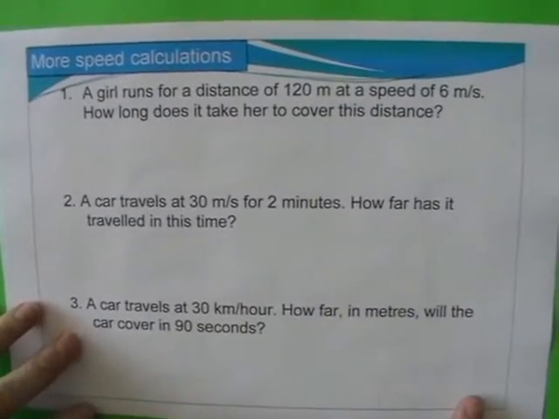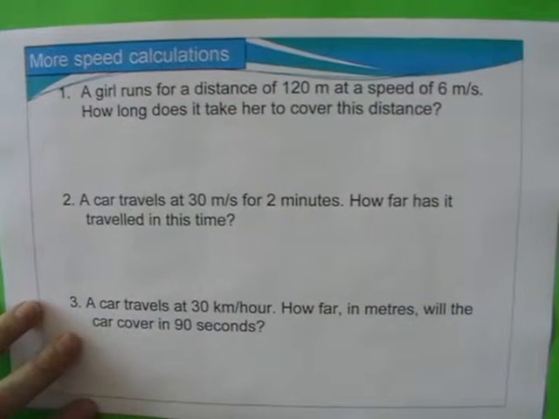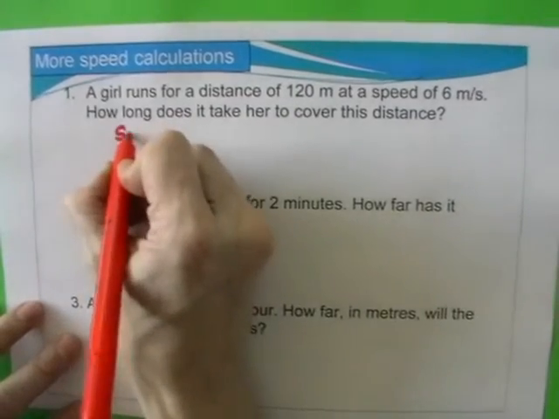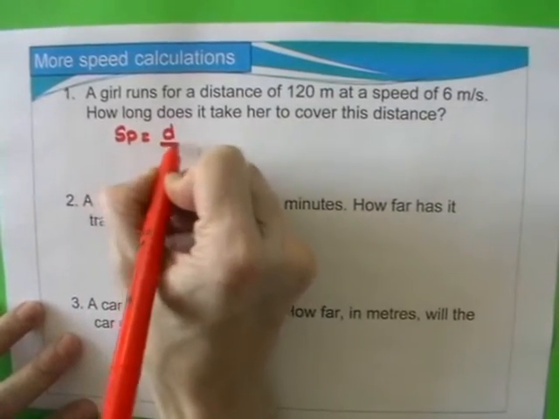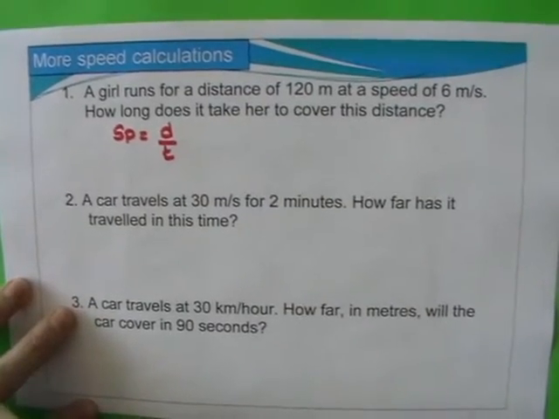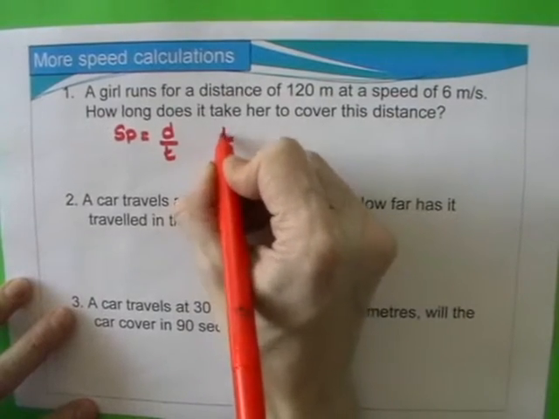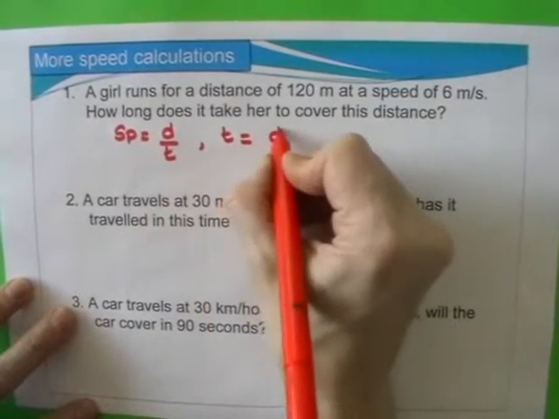A girl runs a distance of 120 metres at a speed of 6 metres per second. How long does it take her to travel this distance? Again, speed is distance over time. And again, you must rearrange the equation. Or possibly, if you put the numbers in, you might be able to see the answer if the numbers are easy enough to work out. But rearranging, time is equal to distance over speed.